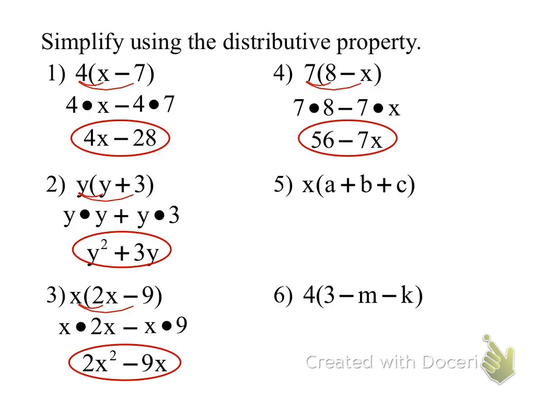Perfect. Okay, how about with variables? Can we do that? It's no different, same process. X times a is what? X times a is ax. Put it in alpha order.